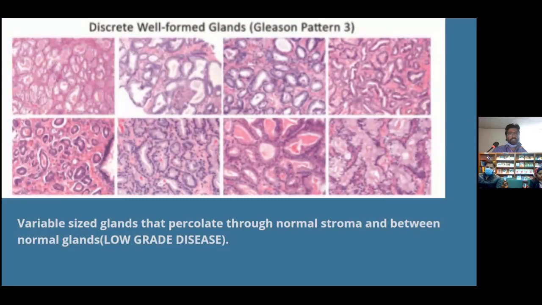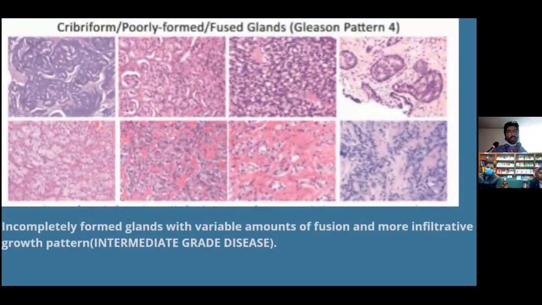So again, the Gleason pattern 3, we can see variable sized glands that percolate through normal stroma and between normal glands. It's a low-grade disease. You can see this formation of round glandular structures. Then comes the cribriform or poorly formed fused glands, incompletely formed glands with variable amounts of fusion and more infiltrative growth pattern. You can see clusters of these glands coming together.